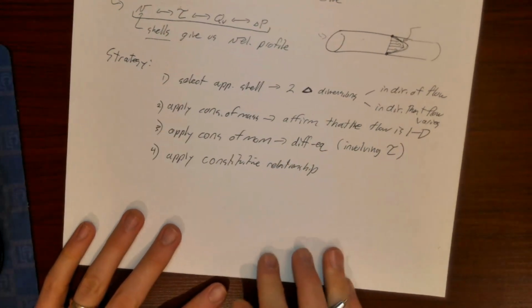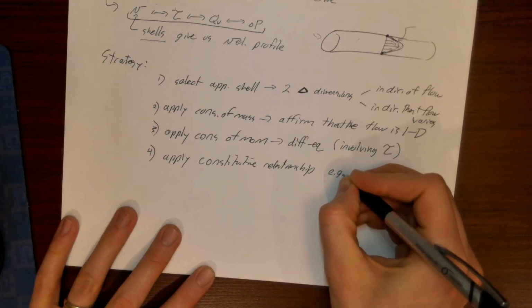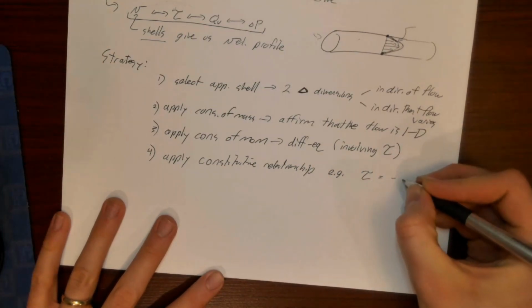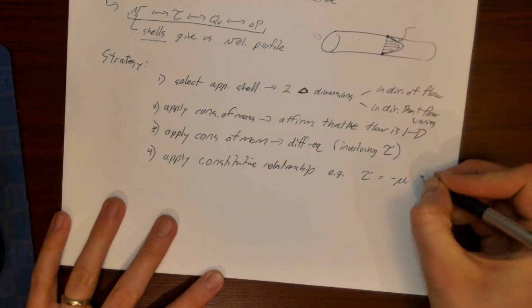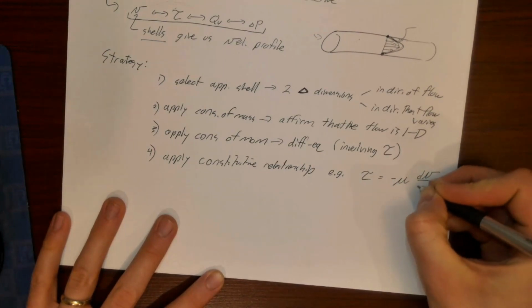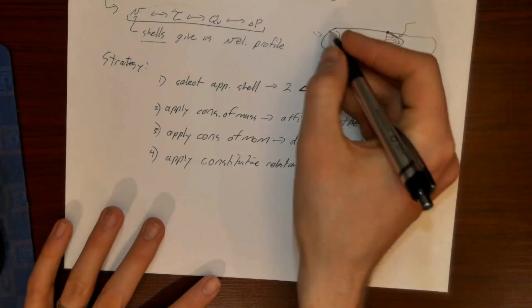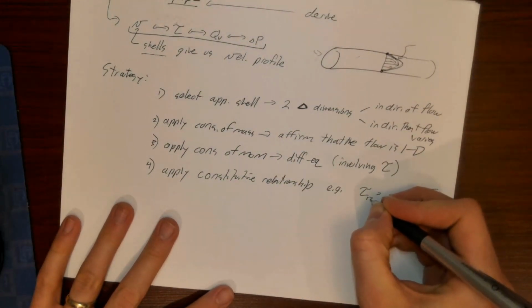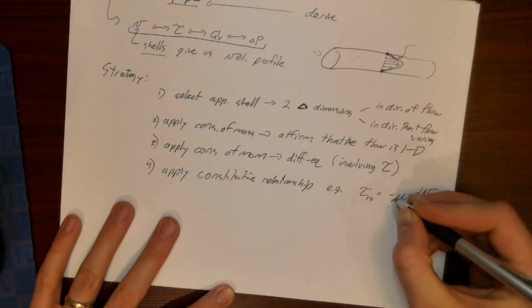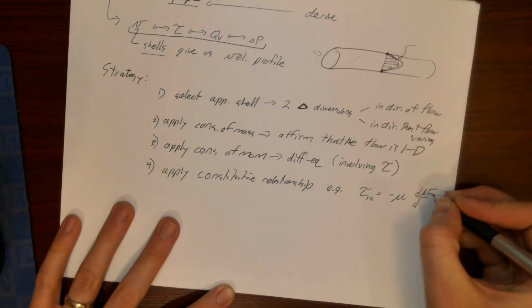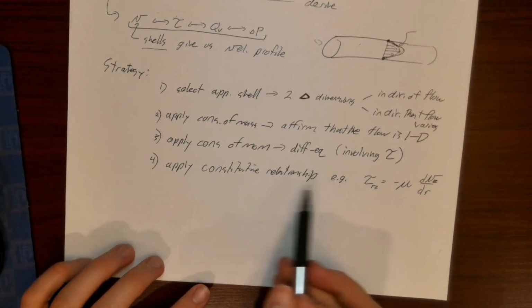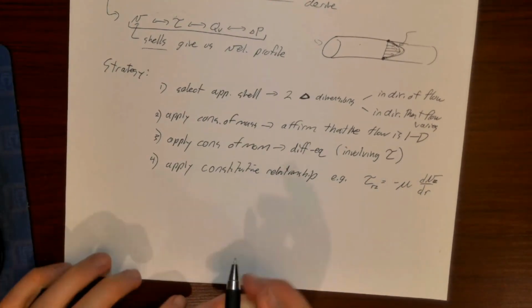So for example, for Newtonian fluids, it would be tau is equal to minus mu times dv d something. And in this case, we're actually going to be working with cylindrical coordinates. So spoiler alert, tau rz is going to be equal to minus mu dvz dr. So we'll apply some constitutive relationship here.